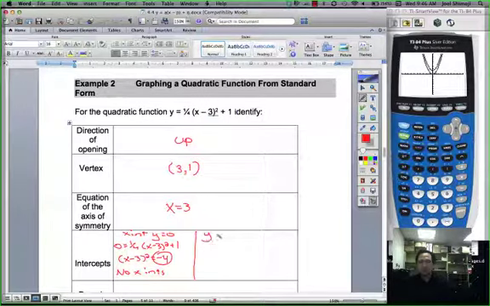Where's the y-intercept at? So with the y-intercept, x equals 0. So we've got y is equal to 1/4 (0 minus 3) squared plus 1.